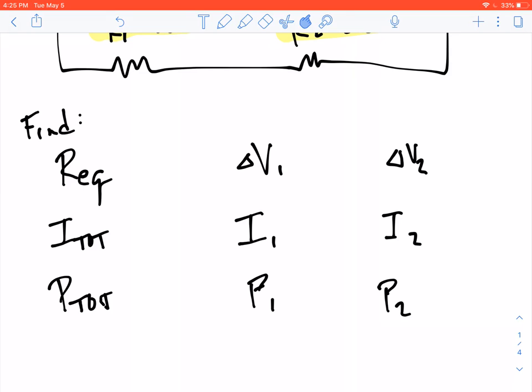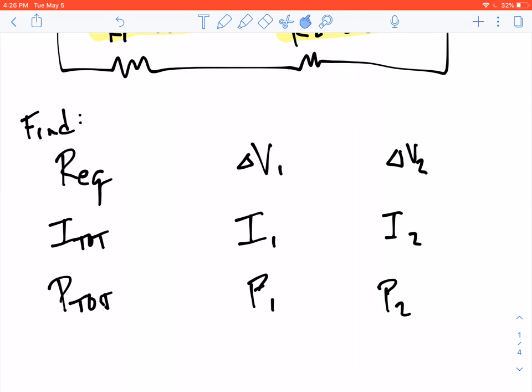about this circuit. You wanted to find the equivalent resistance, the total current through the circuit, and the total power being used by the circuit, and you wanted to find information about each individual resistor, the voltage drop across that resistor, the current through that resistor, and the power through that resistor. So this is a lot of information to try to keep track of.